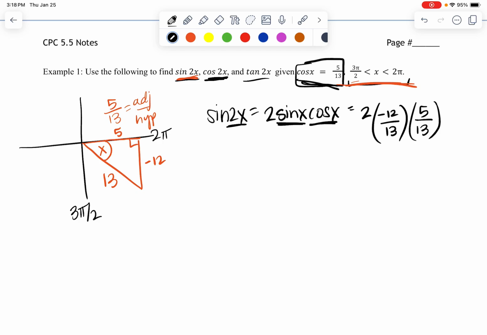So now I have number times fraction times fraction. When you multiply fractions, you're just multiplying the tops and multiplying the bottoms. So I can make 2 into a fraction, 2/1, and then I can multiply top times top times top, which looks like it'd be -120. And then I can multiply bottom times bottom times bottom, which would be 169. So -120/169.